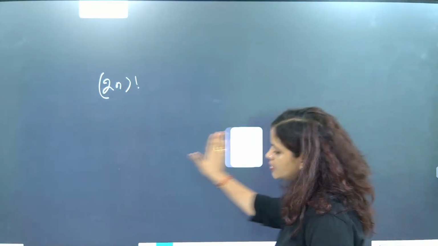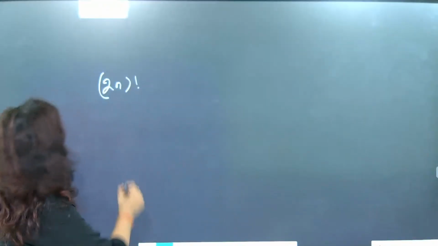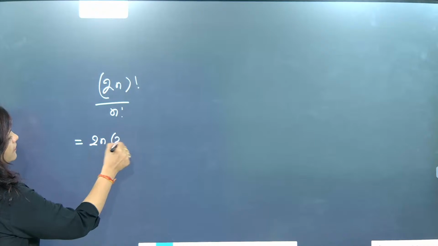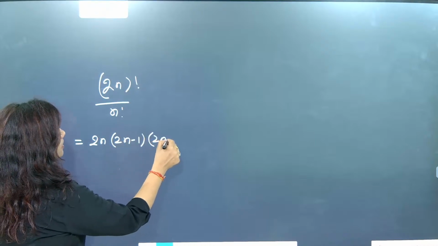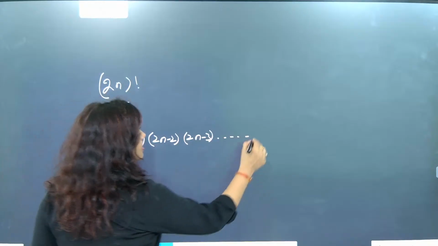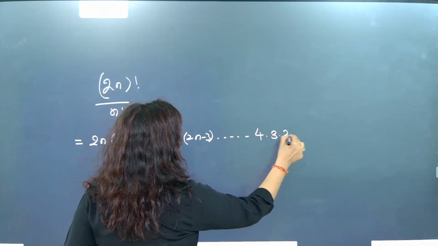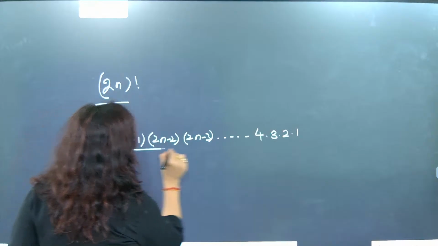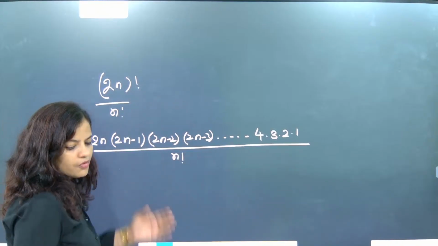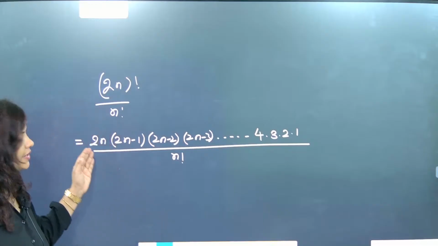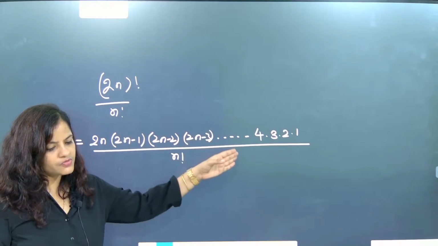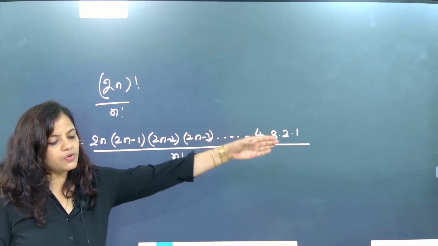So now our question was (2n)! / n!. How are we going to open 2n factorial? 2n, then 2n minus 1, then 2n minus 2, then 2n minus 3, till 4 into 3 into 2 into 1, by n factorial. So we have opened it out by writing 2n, 2n minus 1, 2n minus 2, 2n minus 3, 2n minus 4, till 4 into 3 into 2 into 1.